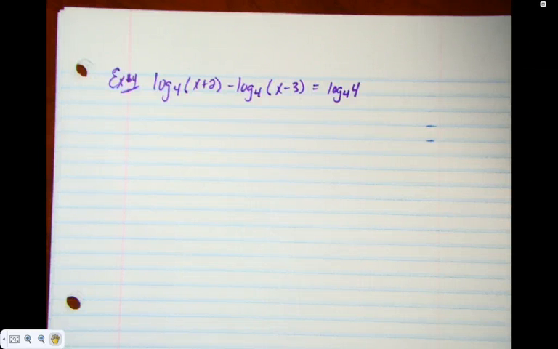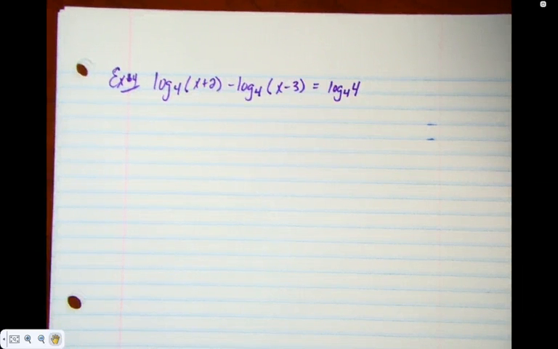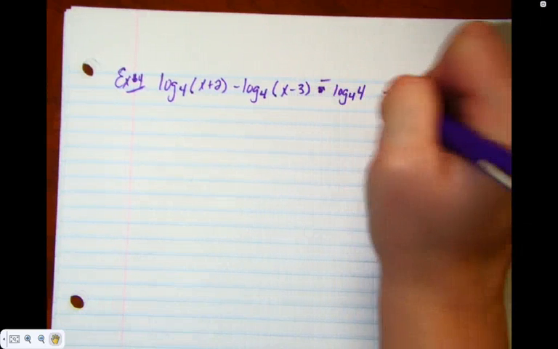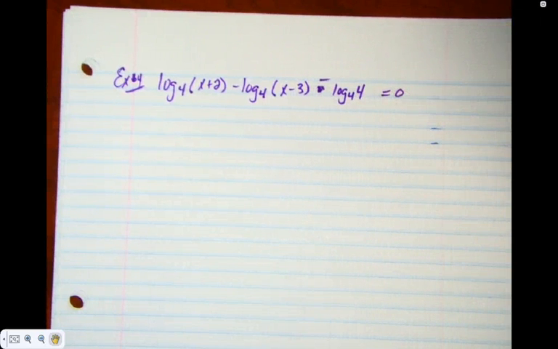Step number 1. Get all logs to one side, anything without a log to the other. Would you like to move everything to the left or everything to the right? Here's how I am lazy, so lazy people, watch here: I just erase this and I make it a negative and then make that equal to 0. Is everyone okay with what I did there?